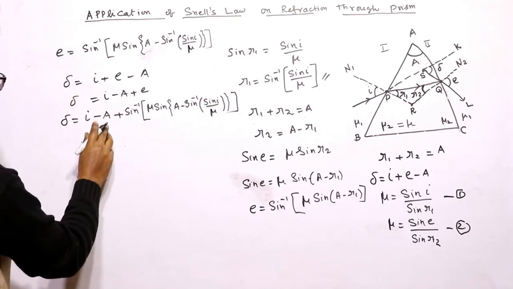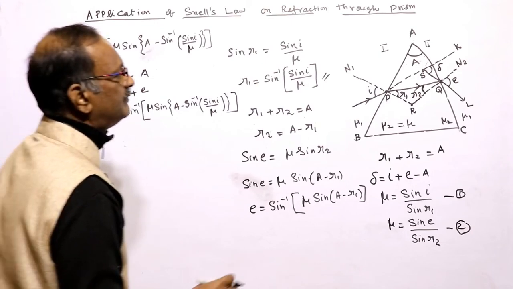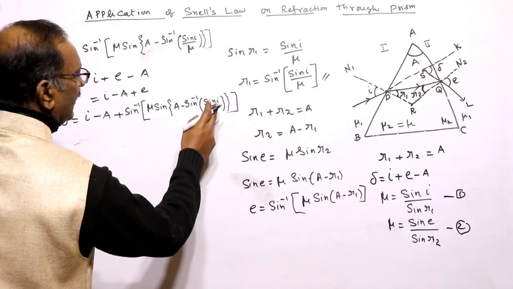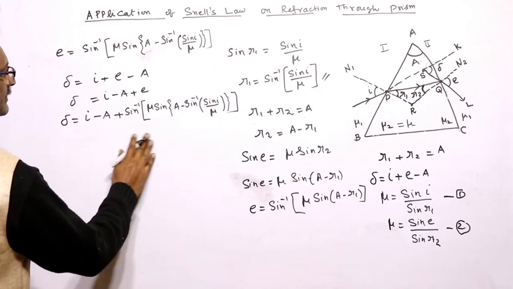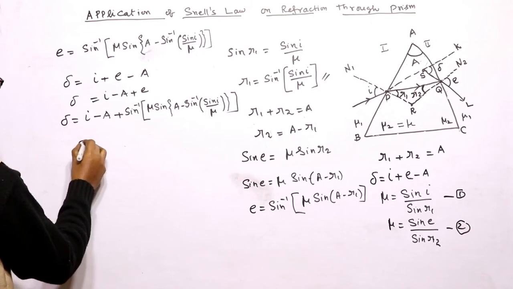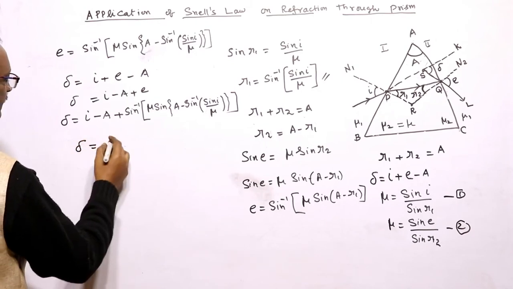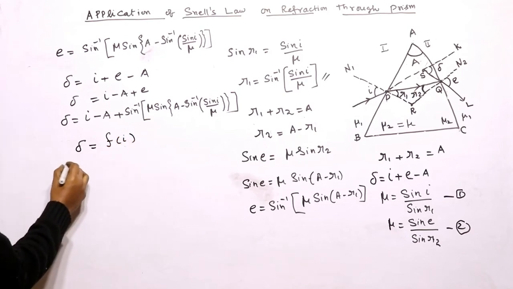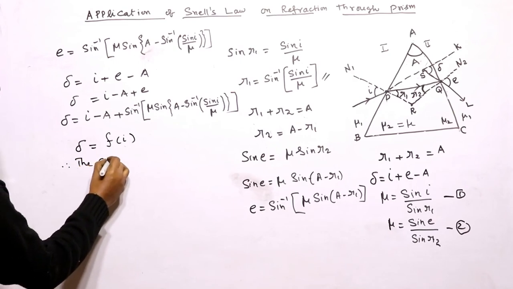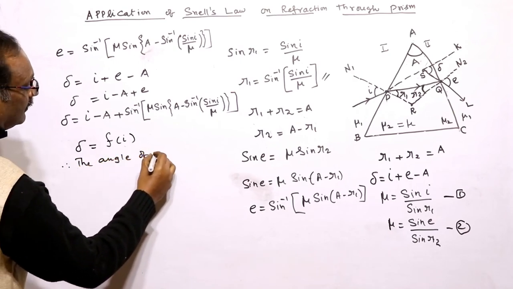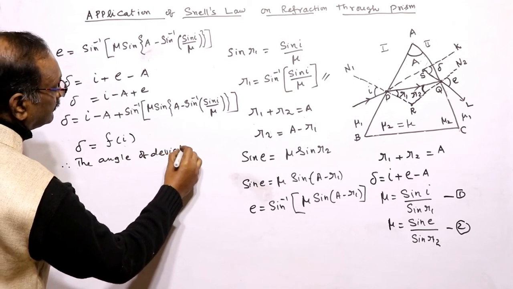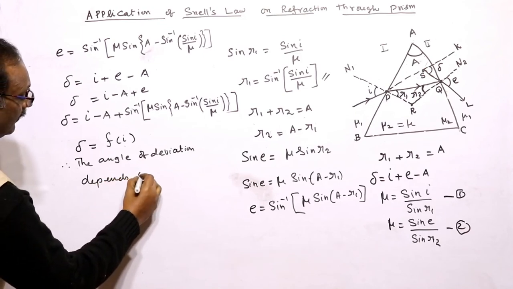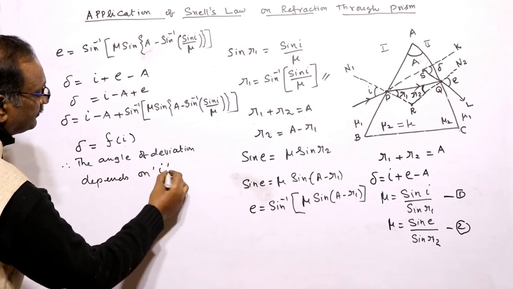Since A is constant, because for a given prism the angle of prism is constant and the refractive index is constant, we can say the angle of deviation is a function of the incident angle only. Therefore, the angle of deviation depends on the angle of incidence.